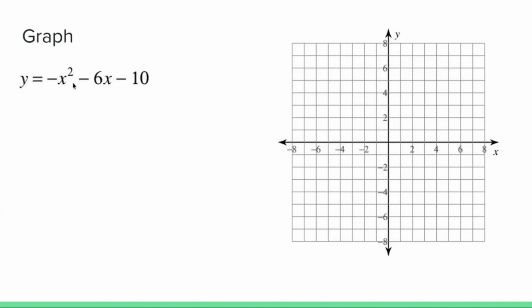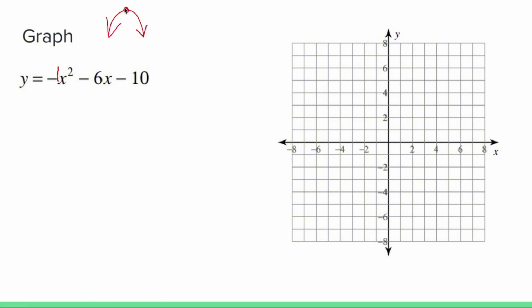Graph y equals negative x squared minus 6x minus 10. Well, what I could do is pick some random x values, plug those in and see what I get, or I could use a little bit of common sense when I graph this. First things first, my leading coefficient is negative 1. So I know that not only is this a parabola, this is a parabola that opens downward, like so.